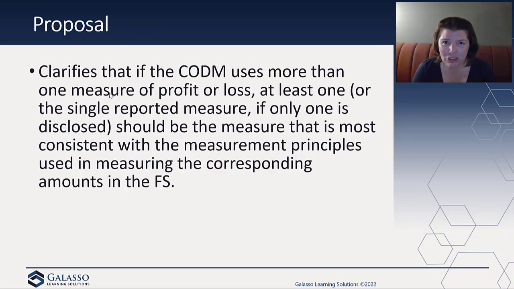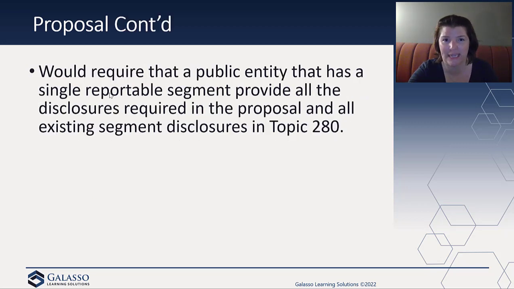And probably one of the more interesting changes, and somewhat of the more controversial, this was not a clean vote, it did have two dissenting opinions from board members, clarifies that if the CODM does use more than one measure of profit or loss, then you should use the measure that is most consistent with the measurement principles used in measuring the corresponding amounts in the financial statements. So basically, if you're going to have this, at least one of them has to be GAAP, but you could use non-GAAP measures in your reporting. Now, if you only use a single measure, then obviously it has to tie to the reporting used in the financial statements, but it does give a little bit more permission around those non-GAAP items.